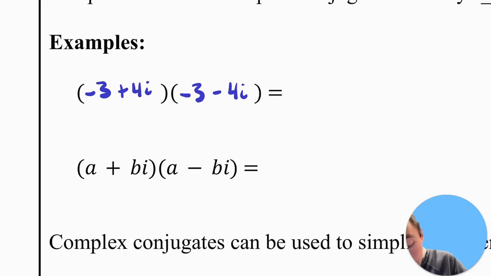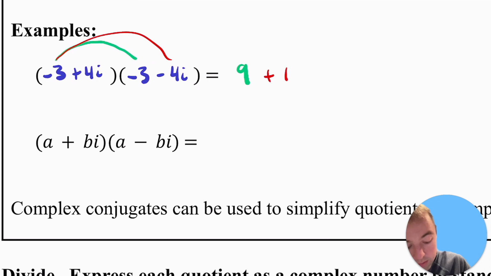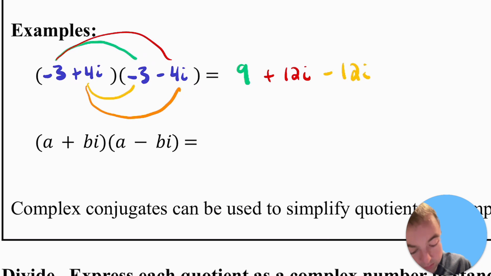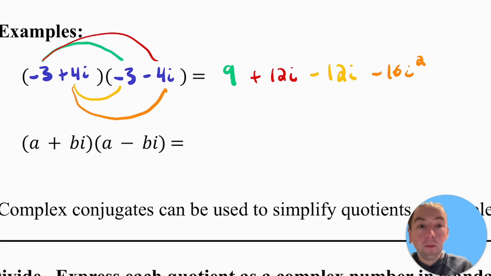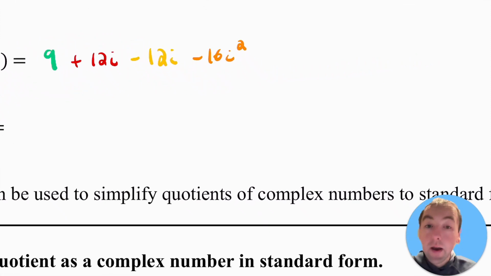So let me now multiply these two numbers, which really we've just got to think FOIL, right? So if I do -3 times -3, you're going to get 9. And then if you do -3 times -4i, that's going to be a positive 12i. And then if you do positive 4i times -3, that's going to be minus 12i. And then finally, if you do positive 4i times -4i, that's going to be minus 16i squared. Just like that.